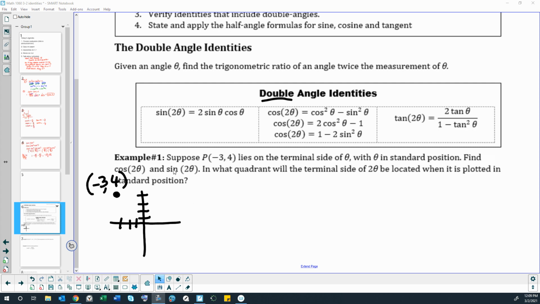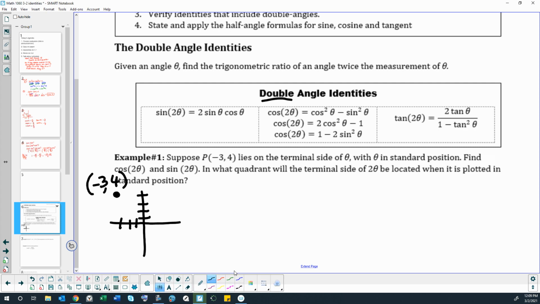Let's go ahead and do this example. Suppose the point -3, 4 lies on the terminal side of theta with theta in standard position. Find cosine 2 theta and sine 2 theta. In what quadrant will the terminal side of 2 theta be located when it is plotted in standard position? All right, we'll deal with that last part in a bit. So let's start with just worrying about theta.